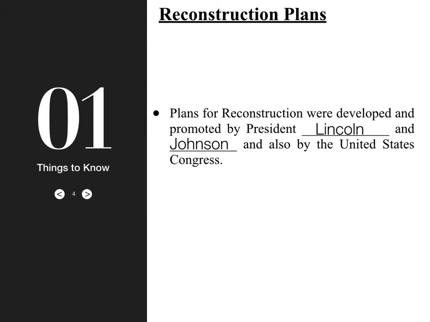Plans for Reconstruction were developed and promoted by President Lincoln and Johnson, and also the United States Congress. The purpose of President Lincoln's plan, formulated before the end of fighting, was to end the war as quickly as possible.